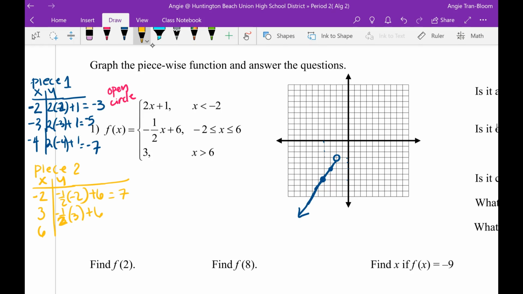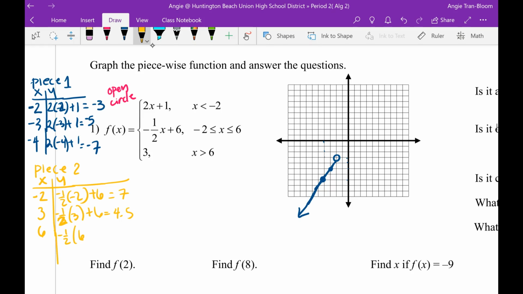So all Victoria's team, work together. Give me the output. 7.5. Do you guys agree? What's -1/2 times 3? Negative what? -1.5 plus 6 is now a positive what? Thank you. Okay. So one more.